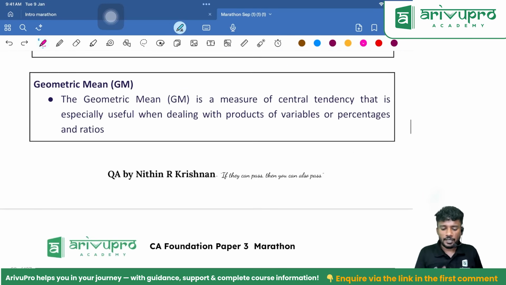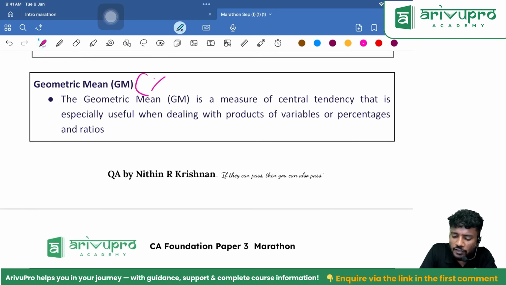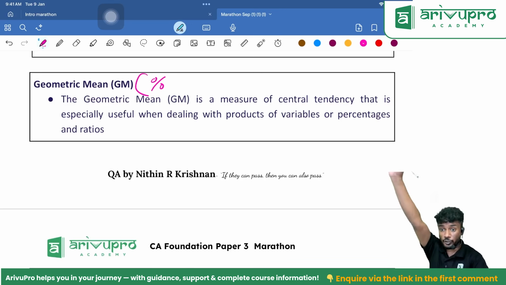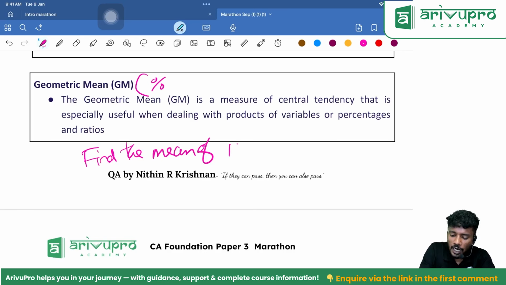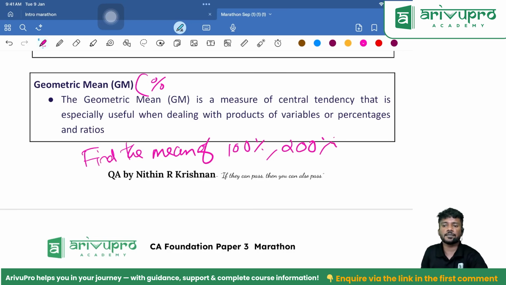Geometric mean. Have you heard about geometric mean? Where is geometric mean used? Whenever percentages are involved, we will use what? Geometric mean. Geometric mean is mainly used when percentages are involved. If you see a question in exam like this, find the mean of 100%, 200%. Will you find the arithmetic mean? No. We need to find the geometric mean. Keep that in your mind.